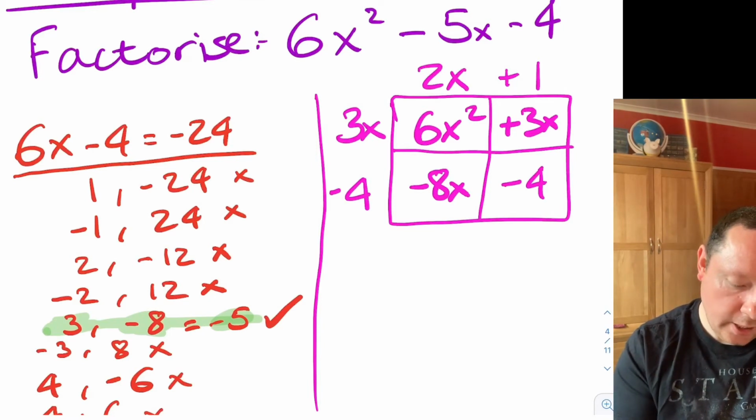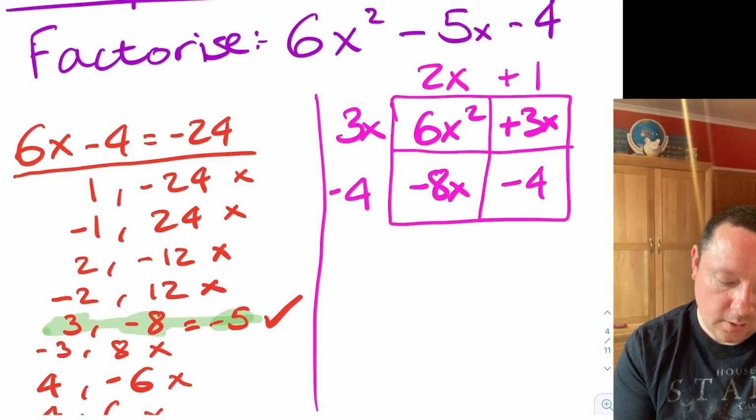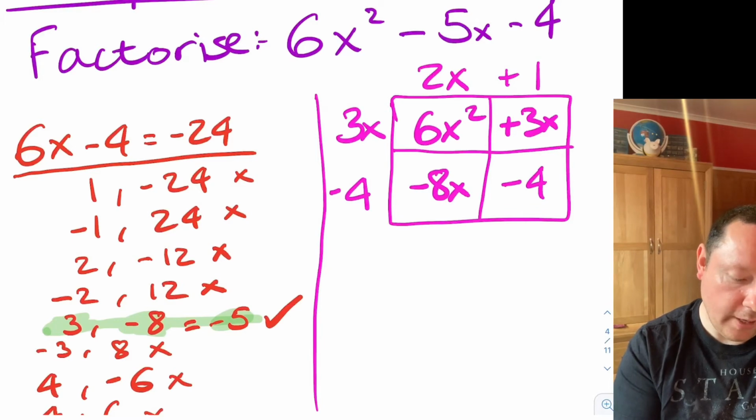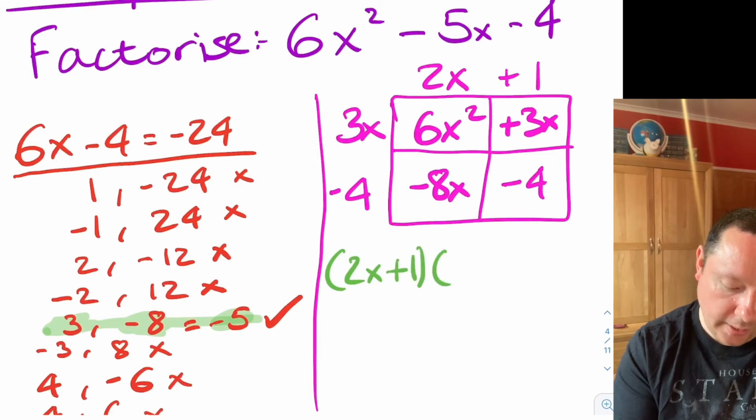But just a quick check, 3 times 2 is 6x squared, 3 times 1 is 3x, minus 4 times 2 is minus 8x, minus 4 times 1 is minus 4, so we're all good. We can write down now our final answer, which I'll do in green, is 2x plus 1, the top line, and 3x minus 4, the side.